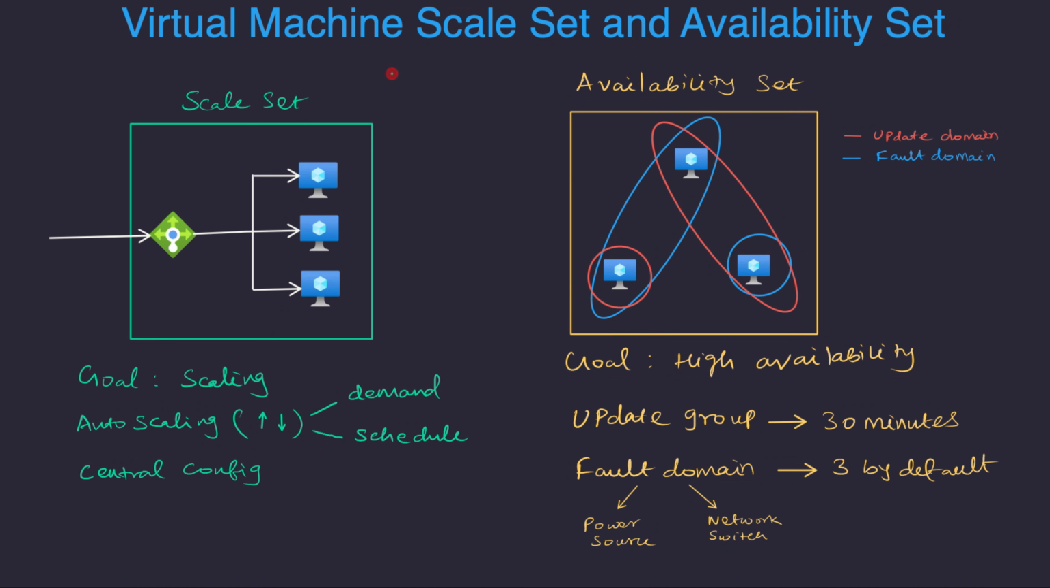Let's talk about virtual machine scale set and availability set in this video. These are two different ways in which you can group two or more virtual machines. Let's start with virtual machine scale set first.